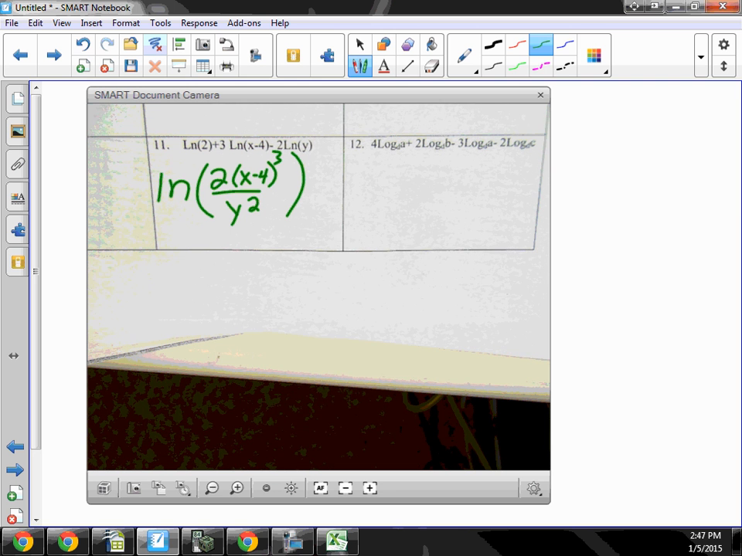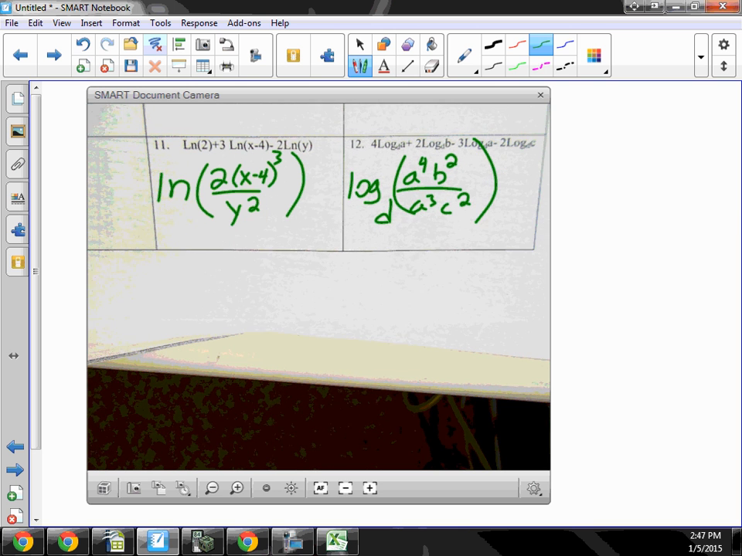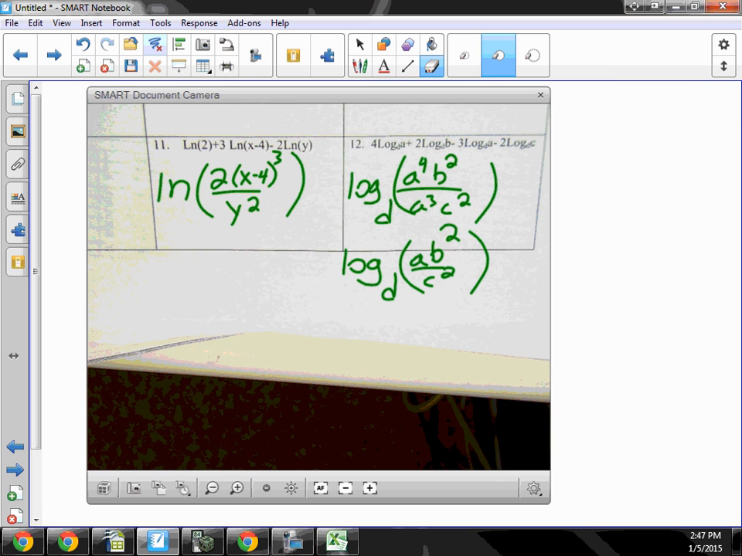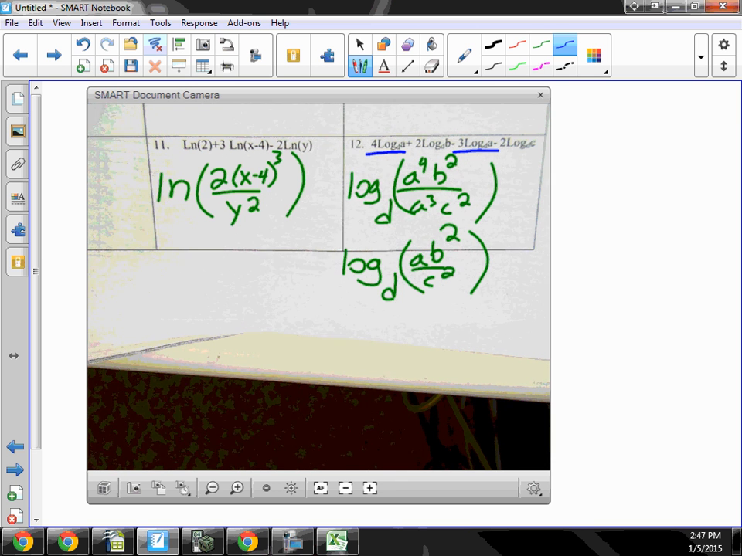Okay. And then number 12, they're all base d. So log base d of a to the 4th b squared over a to the 3rd c squared. But if I look at that, can I simplify? What simplifies? So I could turn it into log base d of ab squared over c squared. And if it simplified, I probably could have noticed that before I got started. Do you see any like terms in the original statement? This logarithm and that logarithm match. I could just do 4 minus 3, which would be 1 log base d of, what would it be, a? Does this show up down here? Yeah, it's right there. So all of this is kind of interconnected. Hopefully you see how that works a little bit.